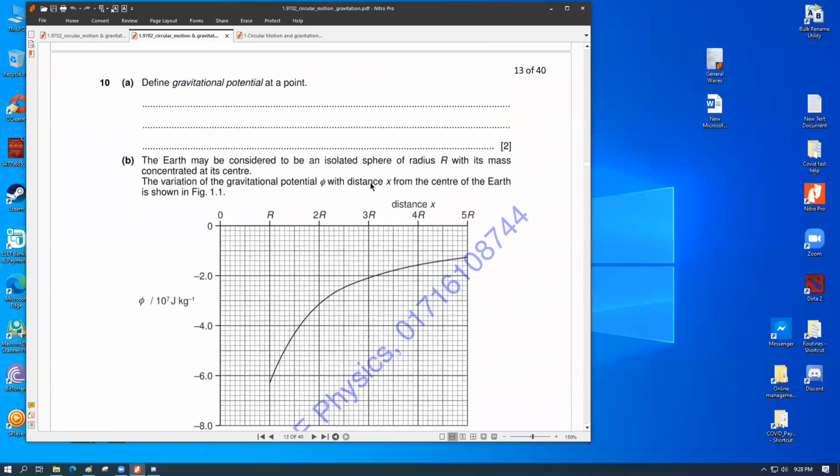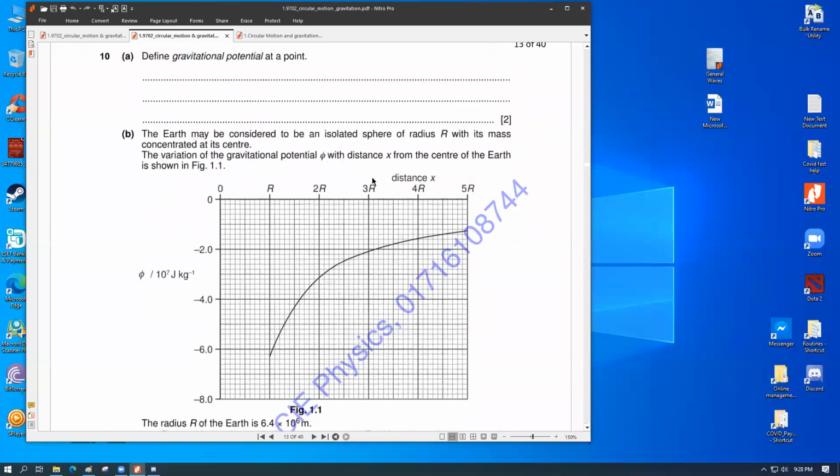Okay, beautiful. Moving on. Number 10, the graph. Sir, 10b2. I'll look at the question. The earth may be considered to be an isolated sphere of radius r with its mass concentrated at its center. The variation of the gravitational potential phi with distance x from the center of the earth is shown in figure 1.1. Beautiful, no problem.